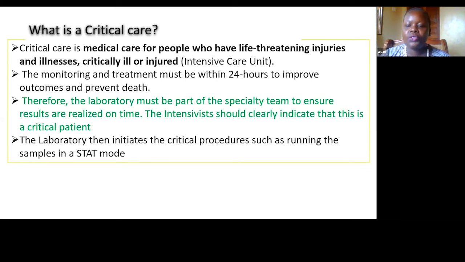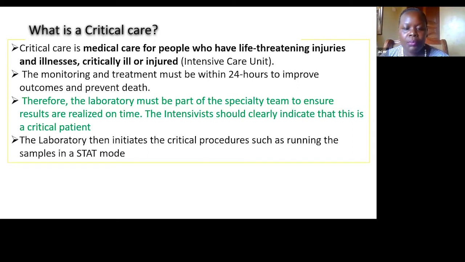The intensivist should clearly indicate that this is a critical patient. We have walk-in patients, those are routine, and they can get their results the next day. But for critical patients, this should be clearly indicated. I would emphasize that we can have special stickers, either green or red. Usually red is better to indicate the urgency of the test. We are dealing with a critical patient, and this is what we need, so that the critical patients are catered for differently from the routine clients.